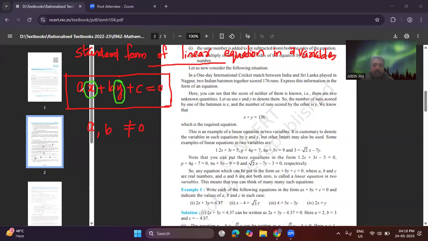If a equal to 0, what happens? If a equal to 0, the first term becomes 0. That means the equation becomes by plus c equal to 0. That is a linear equation in one variable, not two variables. Similarly, if b equal to 0, the second term becomes 0. So the equation becomes ax plus c equal to 0. So again, that will be a linear equation in one variable. So there is a very important condition, a comma b not equal to 0. So this is the standard form of a linear equation in two variables.